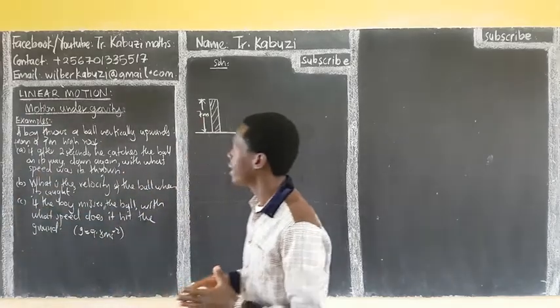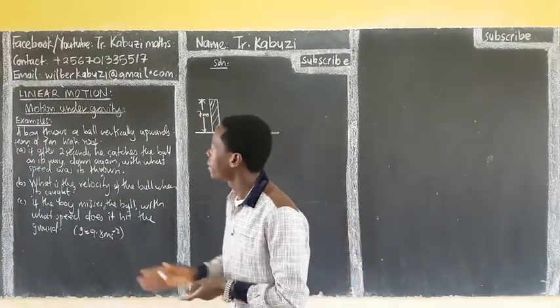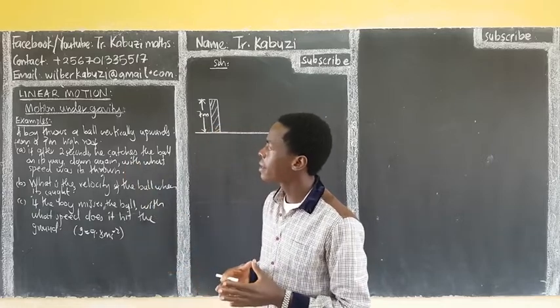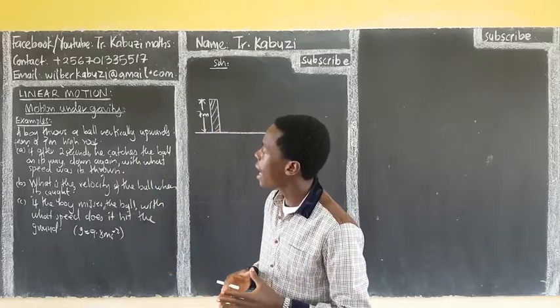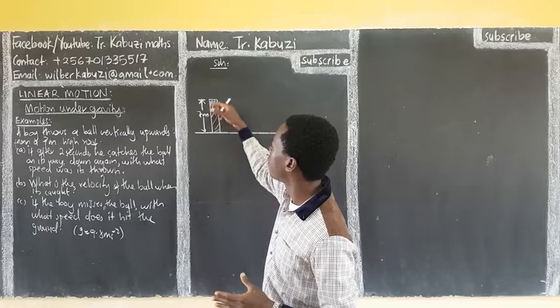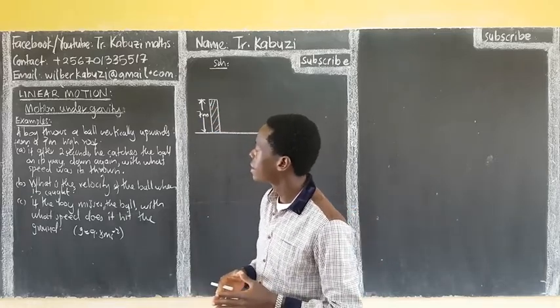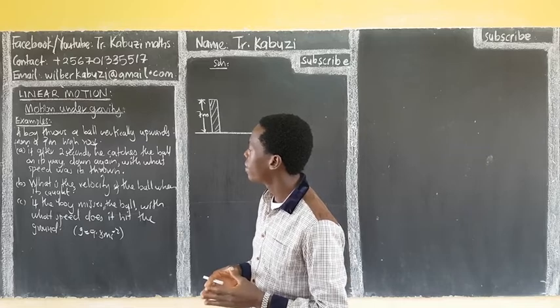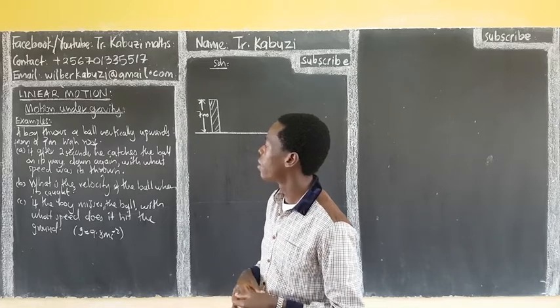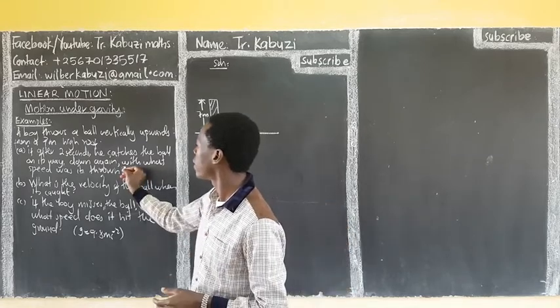Okay, so let us see this question also. A boy throws a ball vertically upwards from a 7-meter high roof. So this is the 7-meter high roof. If after 2 seconds he catches the ball on its way down again, with what speed was it thrown? So this is the question, with what speed?